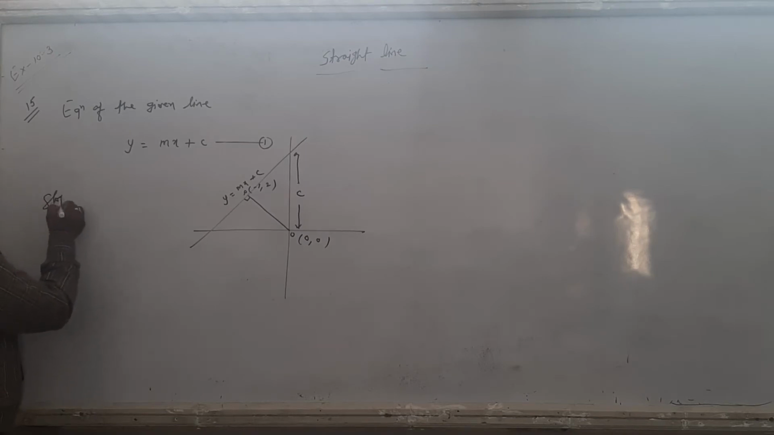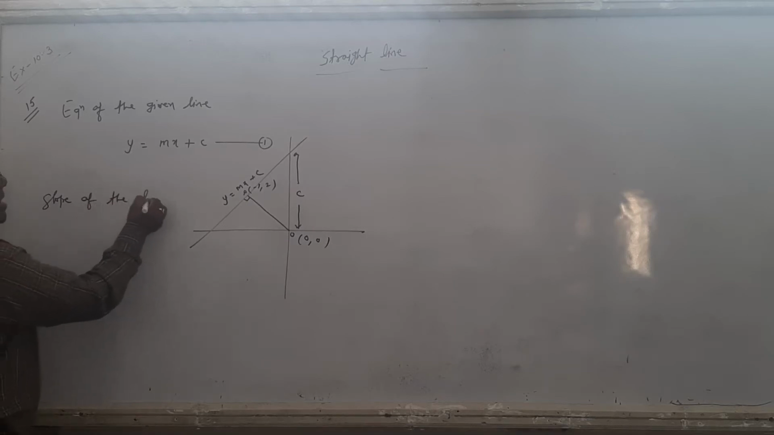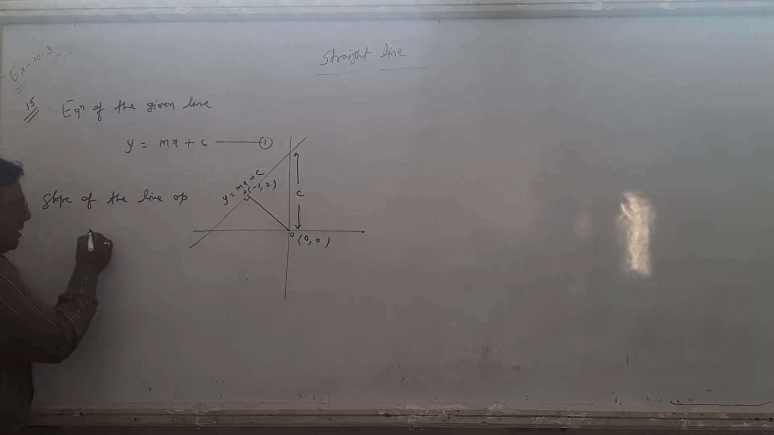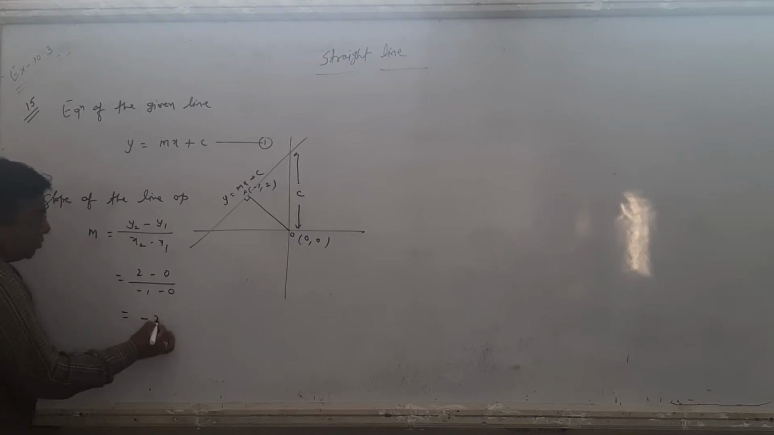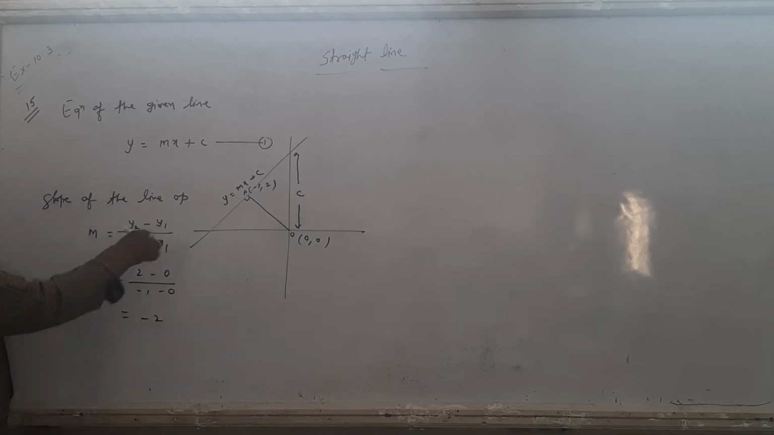And now 2 points are given. What is the slope? Then the slope of the line OP. First thing, now find the slope of the line OP. Then m equals y2 minus y1 upon x2 minus x1. You know, student, then the slope of line OP is y2 minus y1, that is 2 minus 0 upon minus 1 minus 0, that is minus 2. This is the slope of line OP.